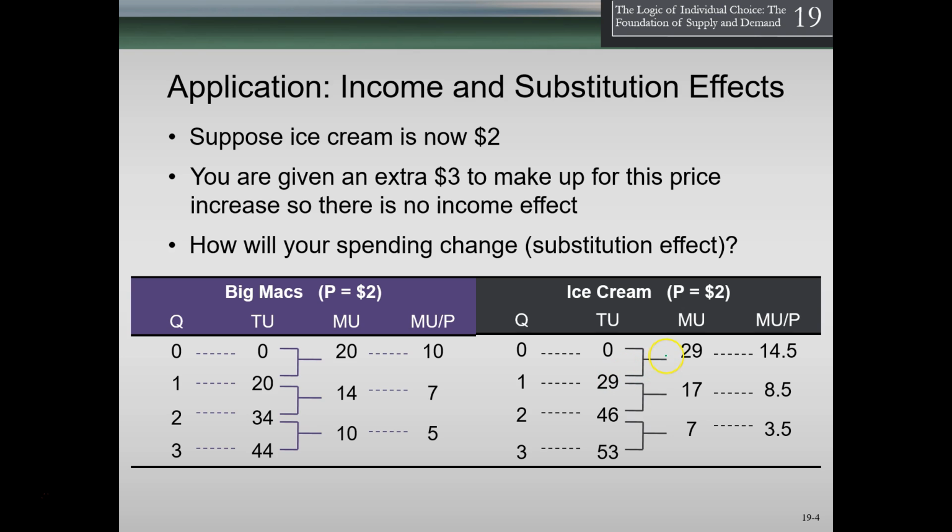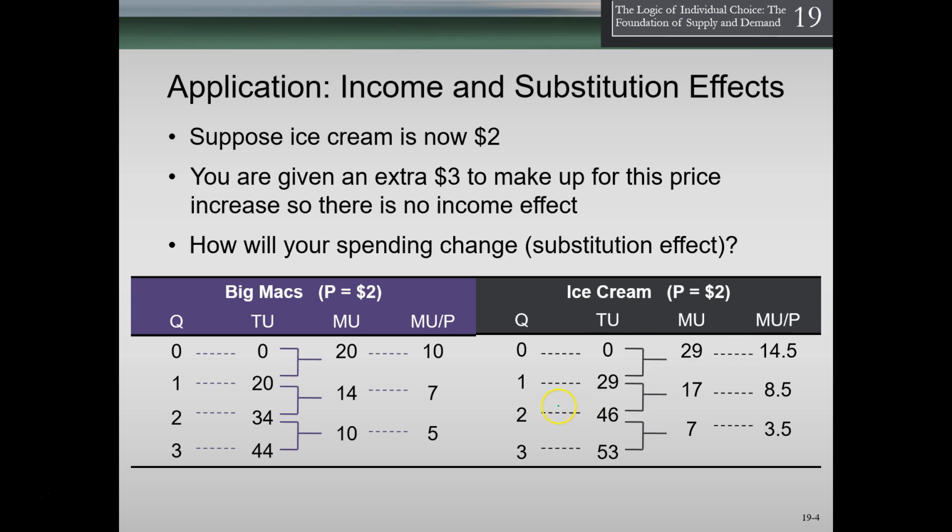The marginal utility, of course, is 29 minus 0, or 29. And that's what it was last time. That's where we left it, because 29 divided by $1 per cone was still 29. But now they cost $2, so we take that 29 divided by 2, which is 14.5. Still higher than the 10, but it's not nearly as high as it was before when it only cost us $1.